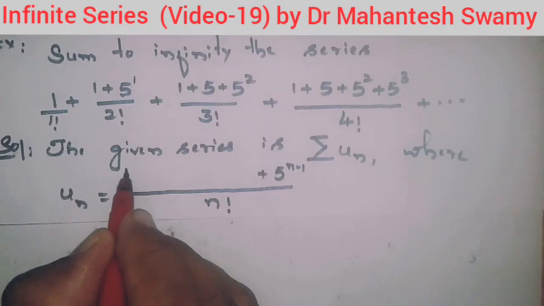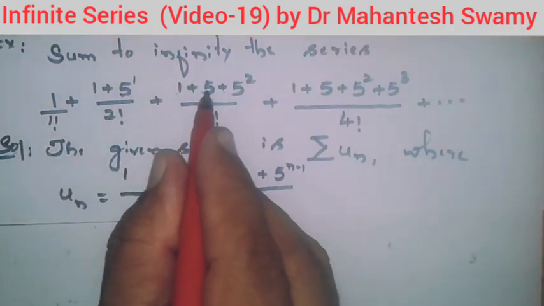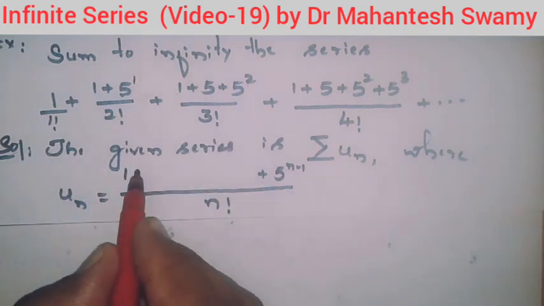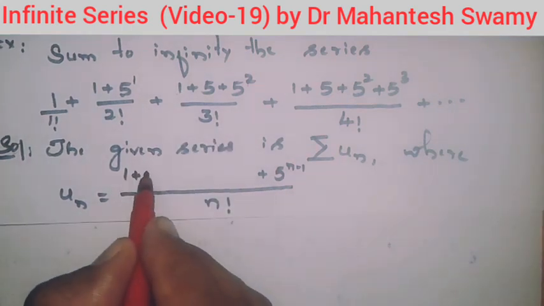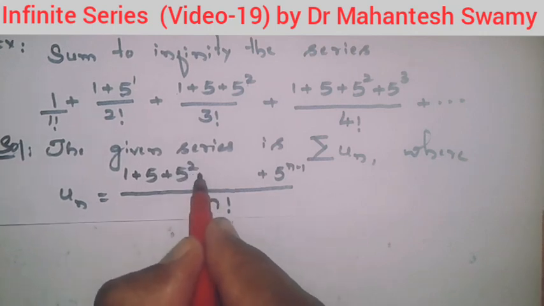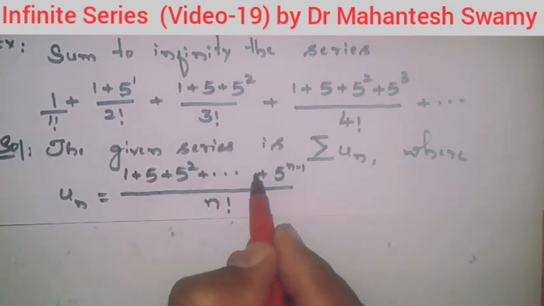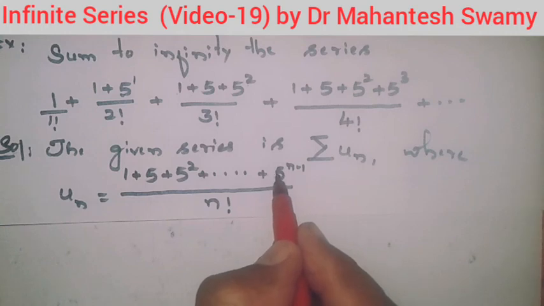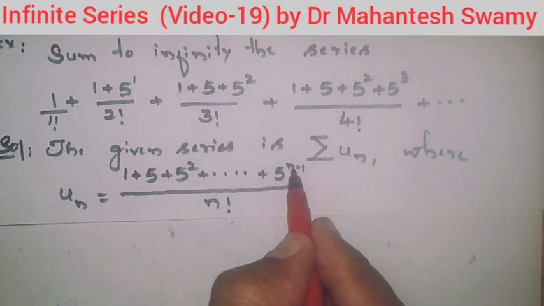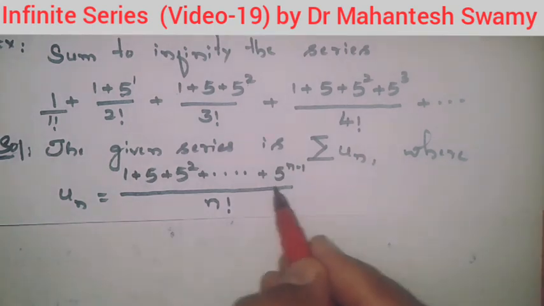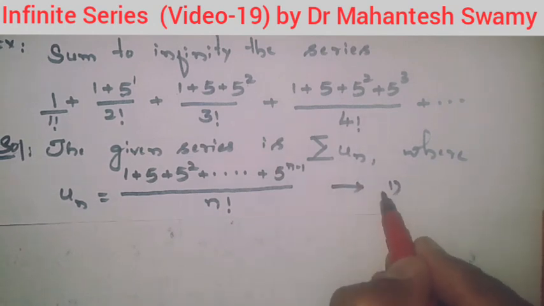So it should start with 1. We are observing here that in every term the numerator is starting with 1 and it is going like 1 plus 5 plus 5 square plus dot dot dot, and at the end, in the nth term, it should be 5 to the power of 1 less than that of n, that is 5 to the power of n minus 1 in the numerator. So let us call it equation number 1.